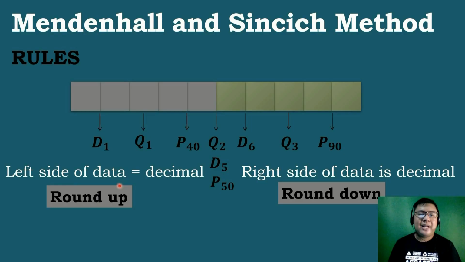Left side of the data, less than 50%. If the value is decimal, round up. Right side of the data, greater than 50%, and the value has a decimal, round down the decimal number. Let's have our first example.